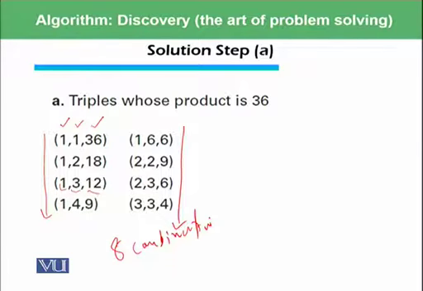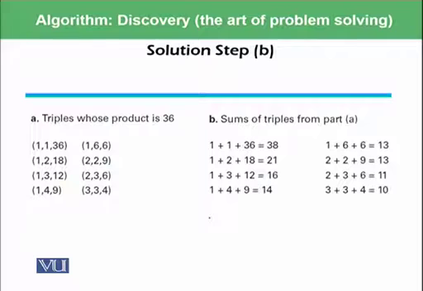Now the next clue was the sum. So let's make the sum of all of these 8 triples as well. If we make the sum, it becomes 38, 21, 16, 14, and then 13, 13, 11, 10. So from here, we can notice one important thing: 2 triples have the same sum of 13.